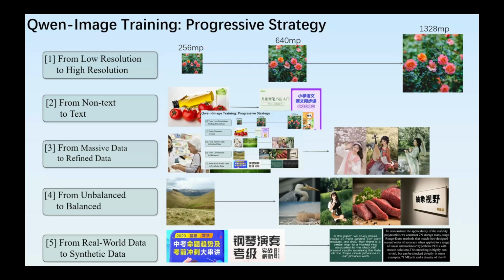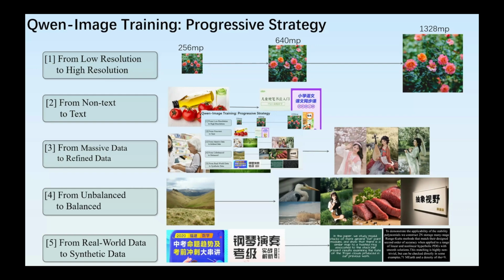First, from low to high resolution. We begin with simpler, low-resolution images where global structure matters more than fine details. As training progresses, we scale up to higher resolutions, like 640 by 640 and beyond. So the model gradually learns to render intricate textures, sharp edges, and realistic lighting.